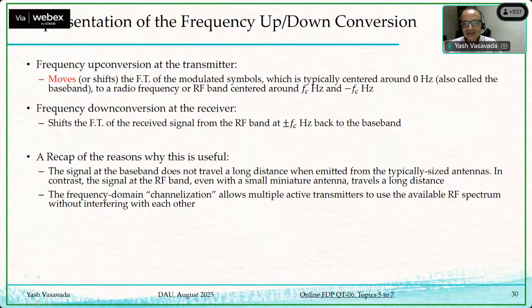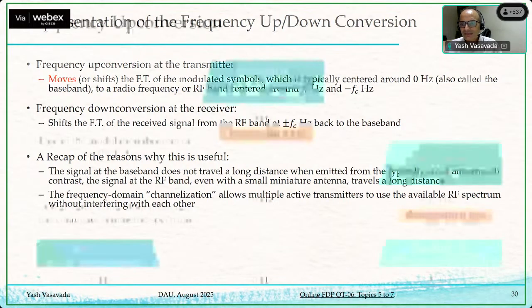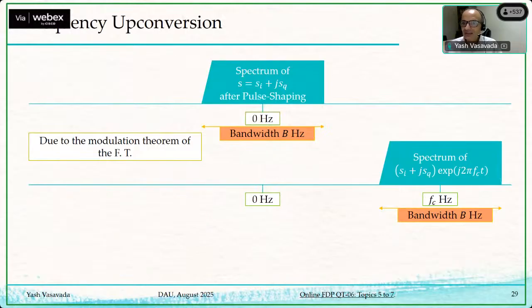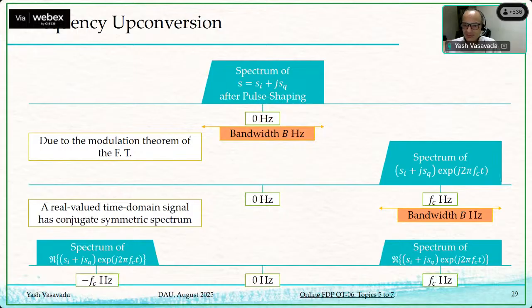So all that the receiver does is, just the way the transmitter took this and moved here, the receiver takes this and moves it back. That's all. Obviously, the actual hardware requires a lot of smart design, but mathematically, this is all that is happening.